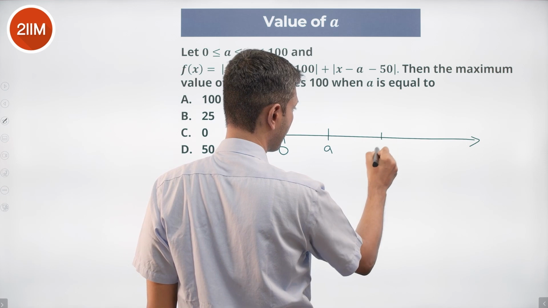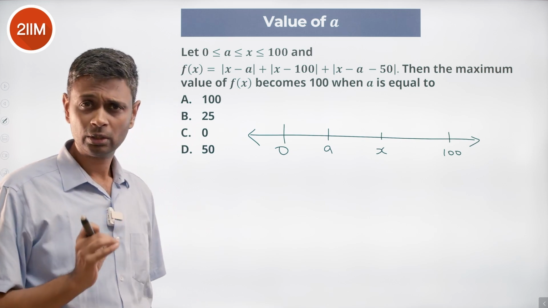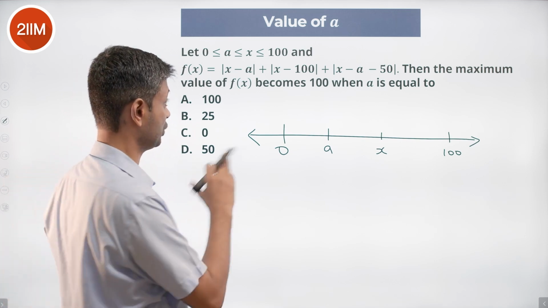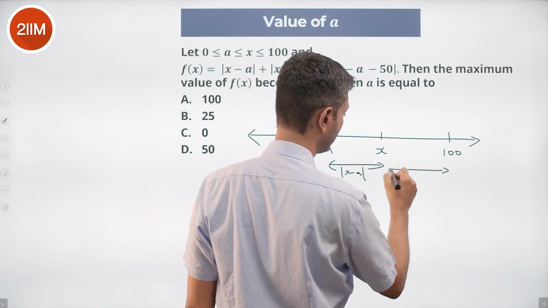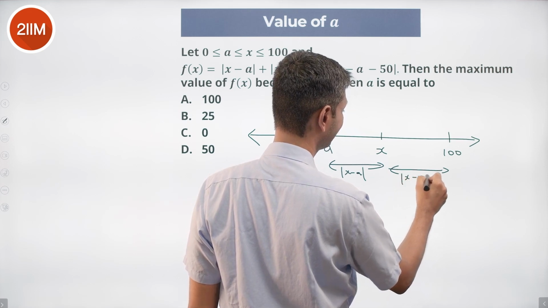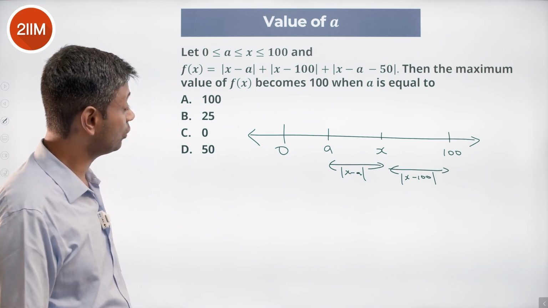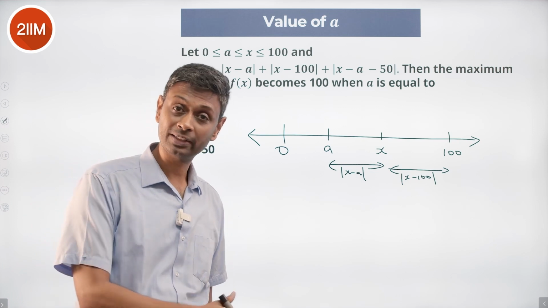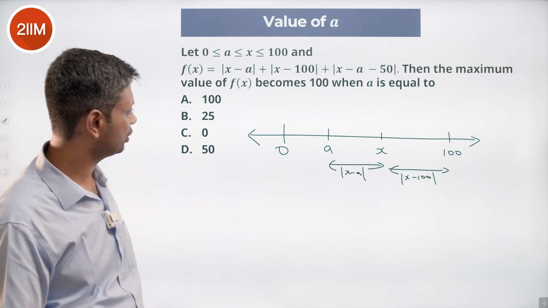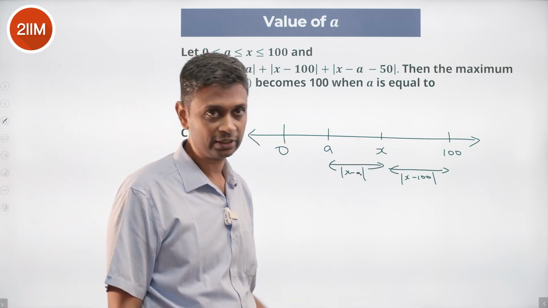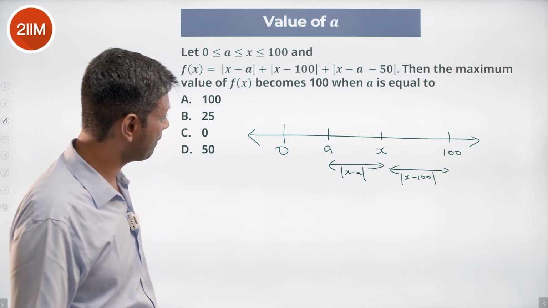a, x, 100. And so first of all, the maximum value possible in this function: this is modulus of x minus a, this is modulus of x minus 100 or 100 minus x, either way it won't matter. And then modulus of x minus of a plus 50. From a plus 50 we are subtracting x, or from x we are subtracting a plus 50. And so this is the function. f of x is modulus of x minus a plus modulus of 100 minus x plus modulus of x minus a minus 50. When will this be maximum?